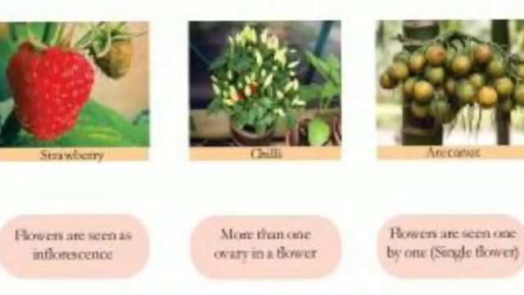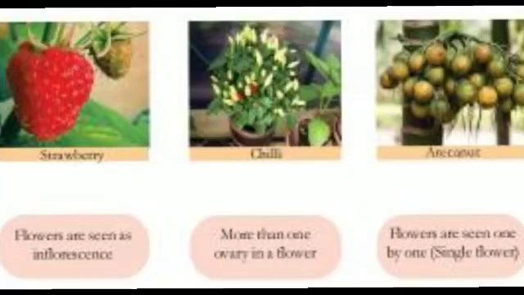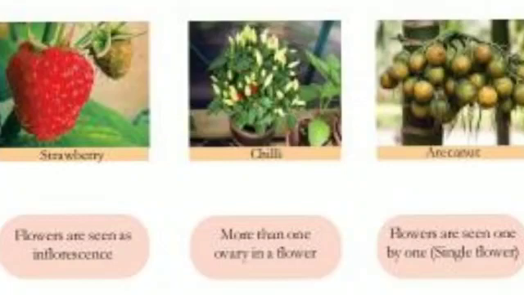See children, in your textbook there is a question: examine the figures given below and find out the right statement related to each fruit. For the first one, strawberry, the correct answer is that strawberry has more than one ovary in a flower. In chili, flowers are seen one by one. And in arecanut, flowers are seen as inflorescence. This is the correct answer. You have to write it in the textbook itself. Okay children, is it clear?